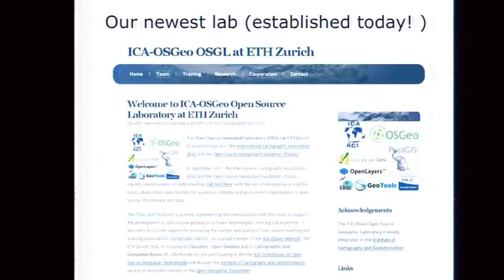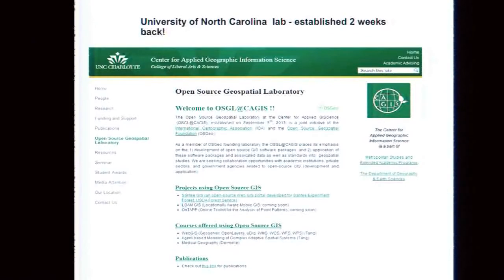And just a couple of other examples. This is thanks to Anne, she just sent the information to our OSGEO announce and website. So this is our newest lab in ETH Zurich. So every time we are establishing labs, and at ETH Zurich they have a very strong focus on cartography. So we are building labs. This is our second lab in Zurich. And this is just 2 weeks back, University of North Carolina, they established the lab.